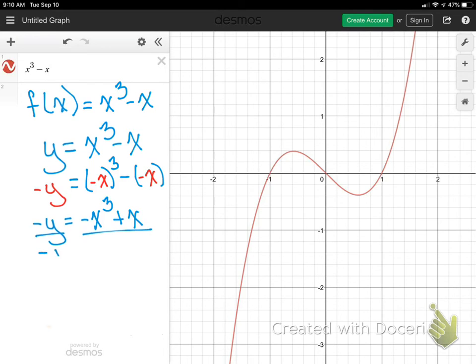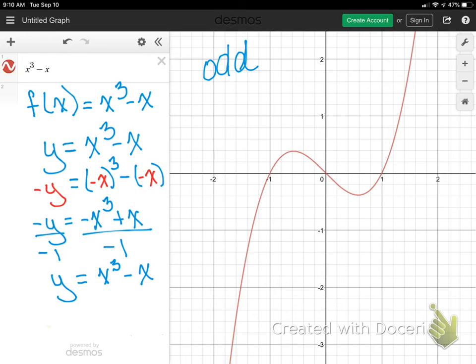Now I'm going to divide everything by negative 1. I get y equals positive x to the third minus x. Is that what I started with? Yes. So what kind of function is this? An odd function. Okay, so yes, this is an odd function. And when you look at the graph, if I fold it in half at the y-axis and fold it in half at the x-axis, it's going to be on top of each other. So it is symmetric to the origin.